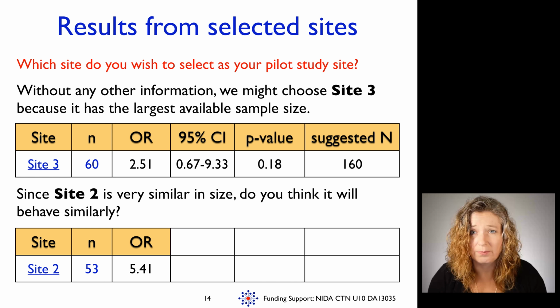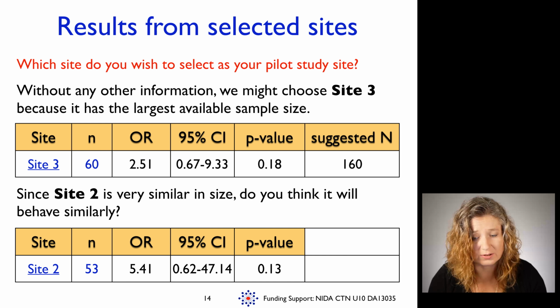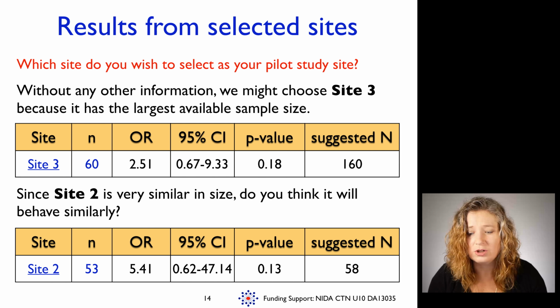Still very optimistic, but the 95% confidence interval goes from the negative side, 0.62, up to a very strong positive side, 47.14. And that is because of a smaller sample size. The p-value is still not significant, it is 0.13. And if we actually use the odds ratio of 5.41, which is a very large odds ratio, to inform a power computation for a large R01 clinical trial, we would suggest that we should have only 58 subjects in the large R01.